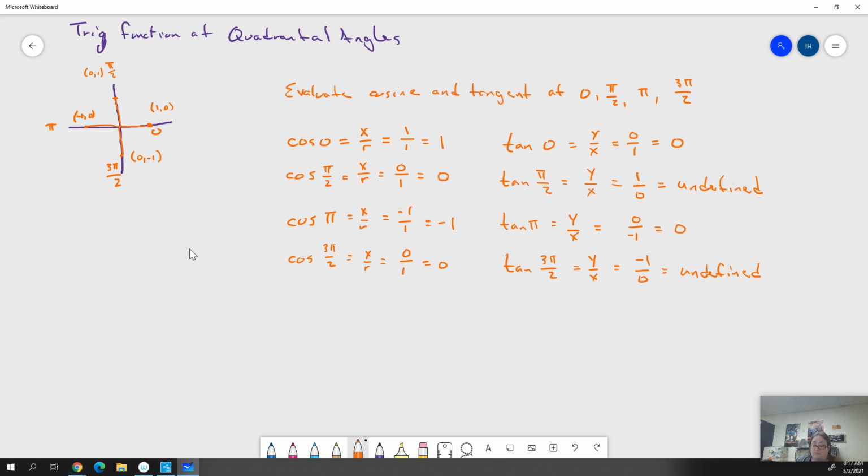Right? Well, we know it's y over r, so at this one, we would be 0 over 1. At this one, we would be 1 over 1. At this one, we would be 0 over 1. And at this one, we would be negative 1 over 1.